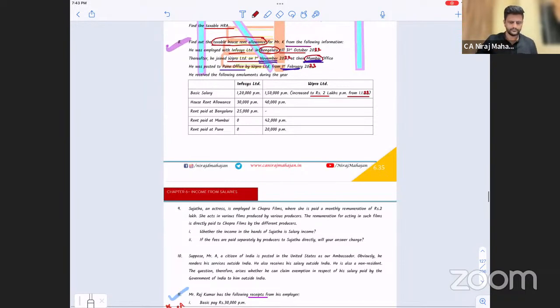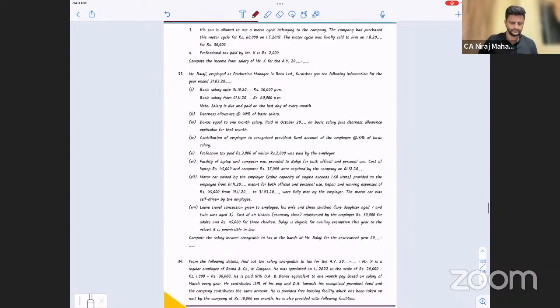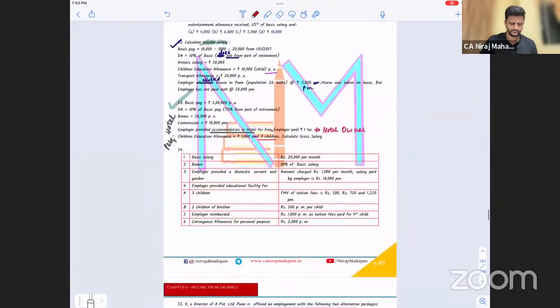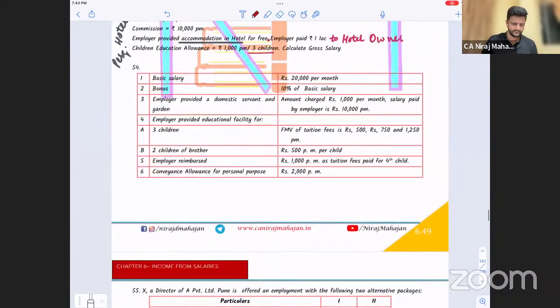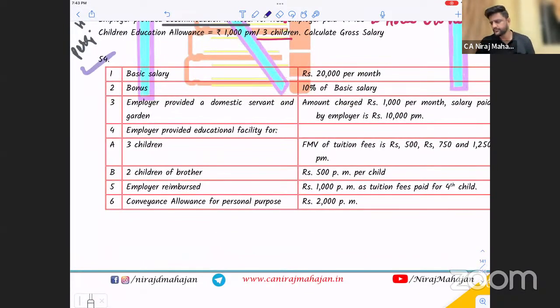Question number 54. Ready, all of you? It is a good question. Which rules, bacho? Rule 3.3, na? Those cases we are going to do. Domestic servant and education facility. Ready, everybody? Chalo. Check here.